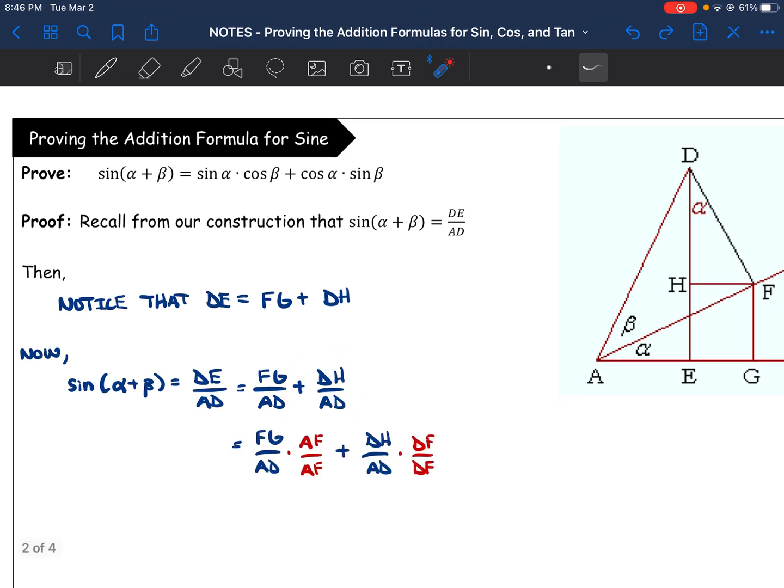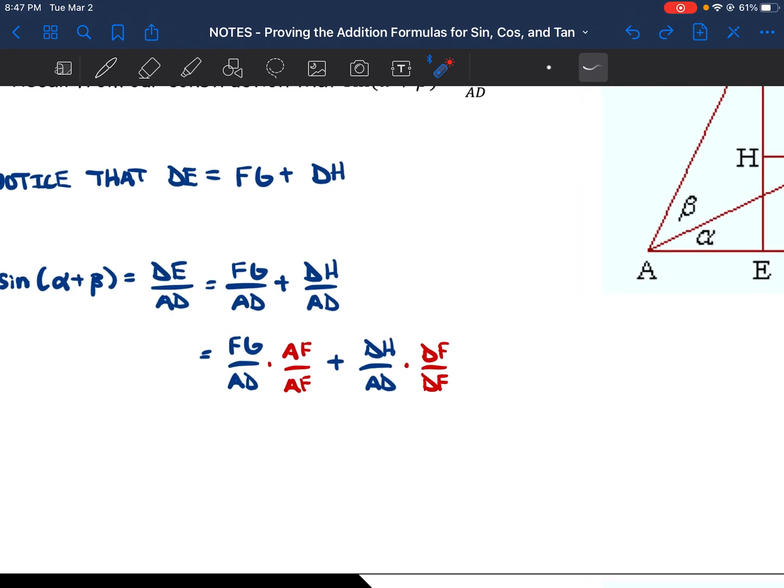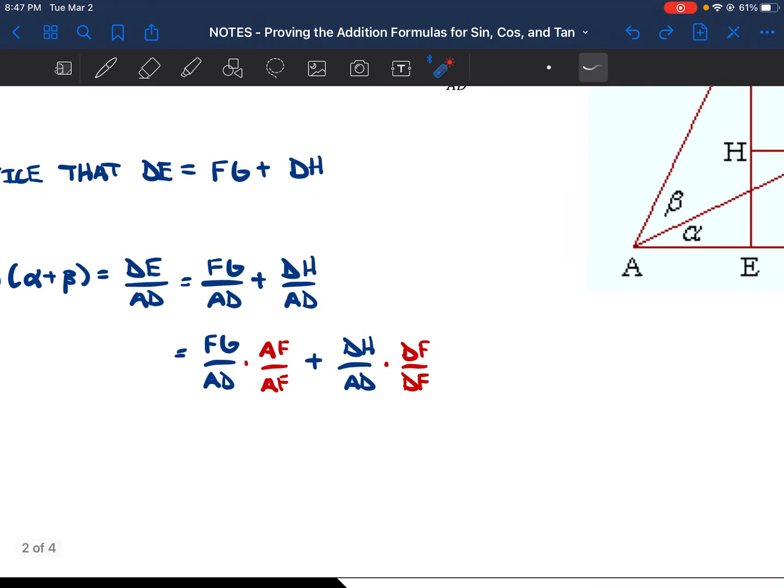What we're going to do now is a little bit of algebra manipulation. We're going to multiply FG over AD times AF over AF. Notice we're allowed to do this because AF over AF is just 1. So multiplying by 1, we're not technically changing anything. We're also going to be a little clever, and multiply DH over AD times DF over DF. Again, this is technically a 1, so we're not really changing anything.